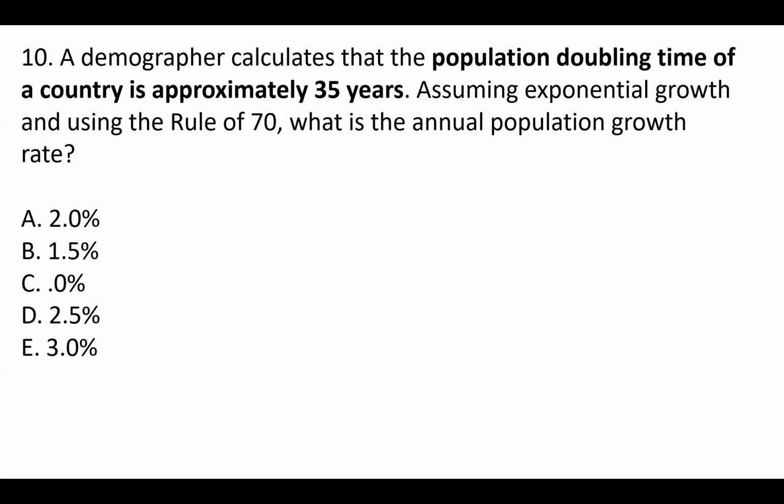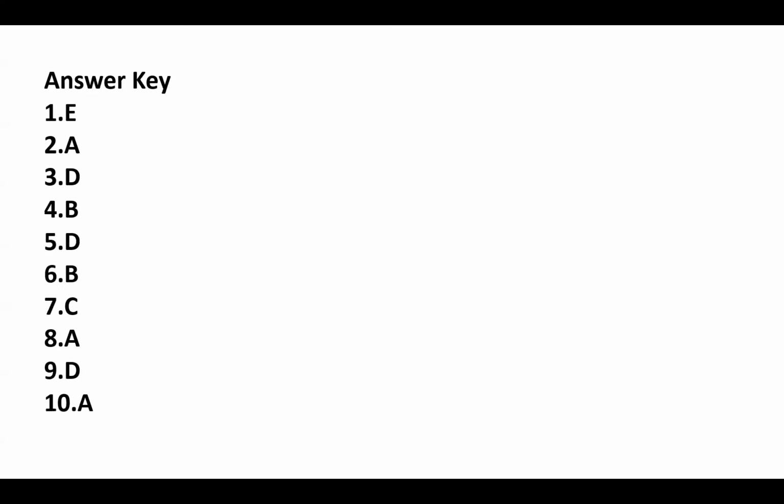A demographer calculates that the population doubling time of a country is approximately 35 years. Assuming exponential growth and using the rule of 70, what is the annual population growth rate? 2%, 1.5%, 0%, 2.5%, or 3%? So in this case, it is A, 2%. We will multiply 35 by 2 and it will come to 70. So we will do it in reverse. So it is A, 2%. This is the answer key.